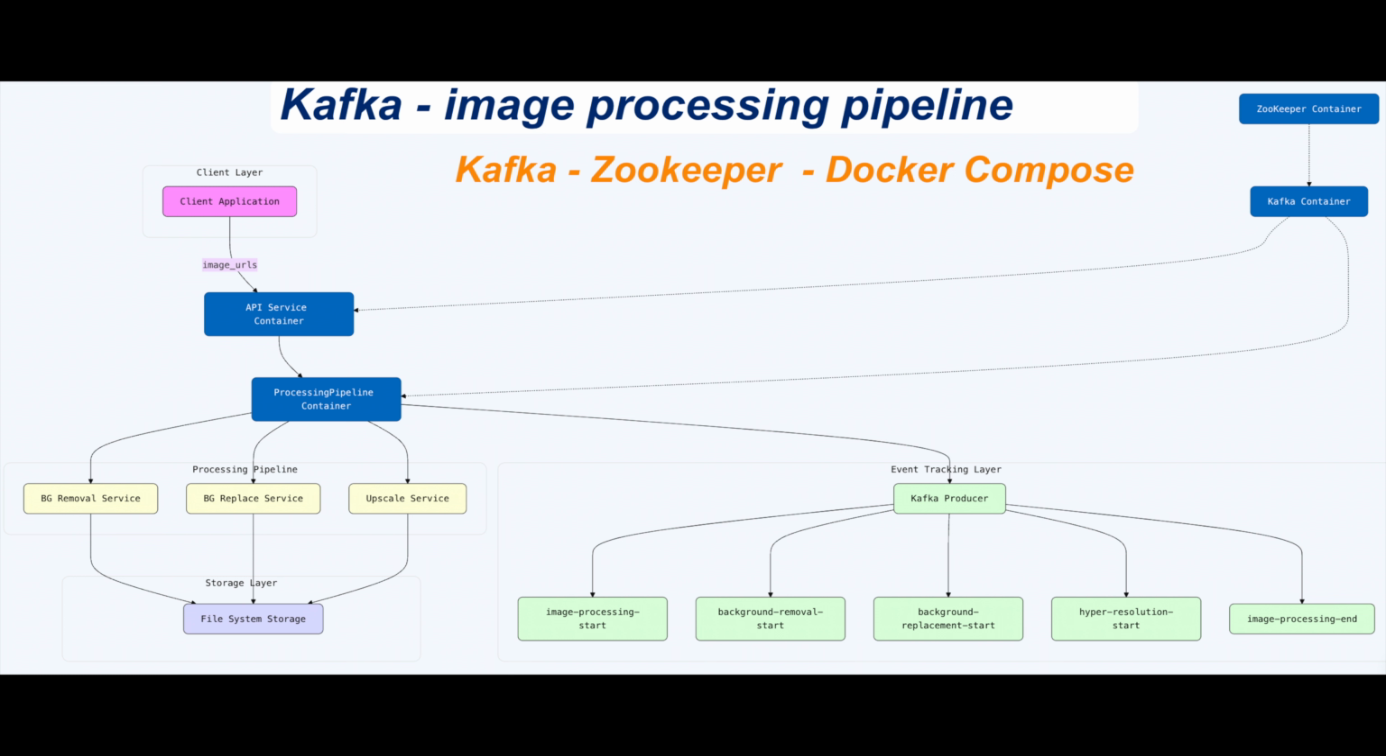Greetings guys. Welcome back. In this tutorial, I will guide you through the practice of setting up a robust image processing pipeline using Apache Kafka, Docker Compose, and Python. This pipeline will efficiently handle tasks such as background removal, background replacement, and image upscaling.